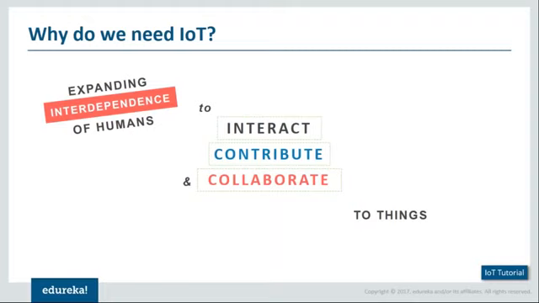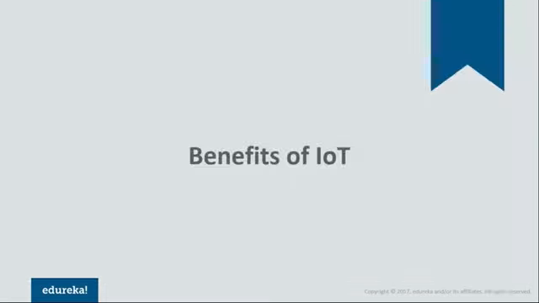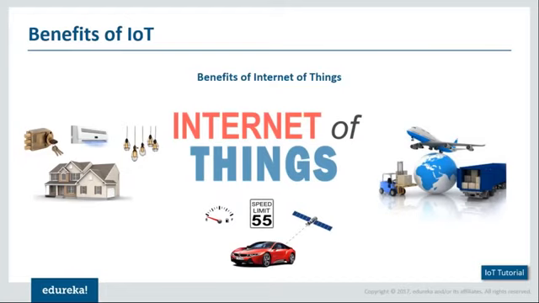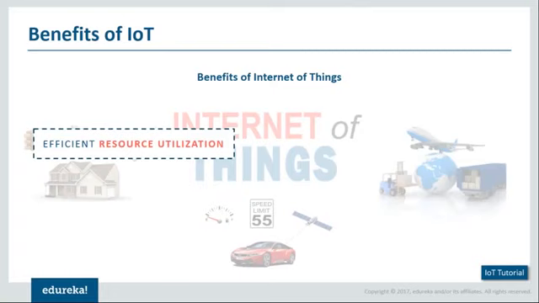If we can expand this interdependence to interact, collaborate, and contribute with the different things around us, then we would be building a proper Internet of Things environment. This would be a much safer, more secure, effortless, and time-saving environment. Moving forward, let's talk about the various benefits of Internet of Things. The first benefit of having an Internet of Things platform is that it would efficiently utilize the resources that are available.